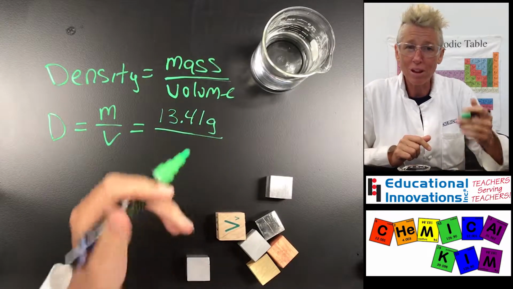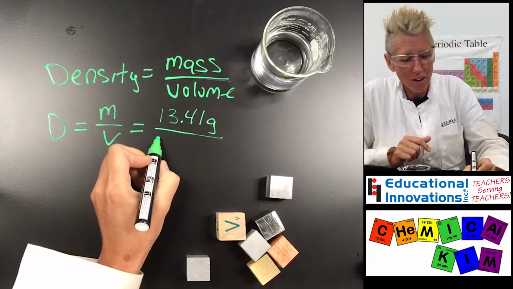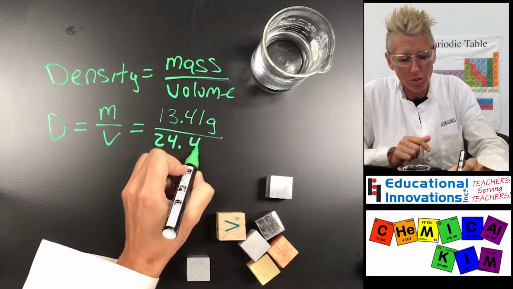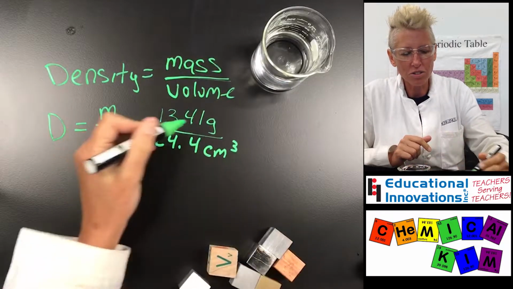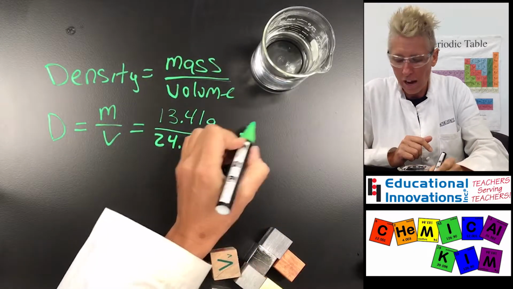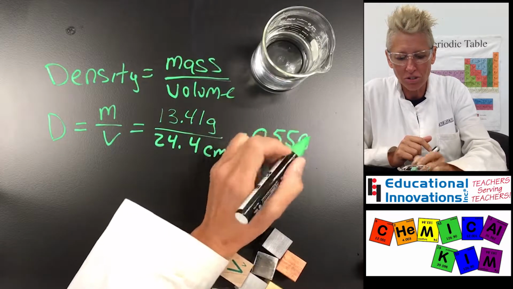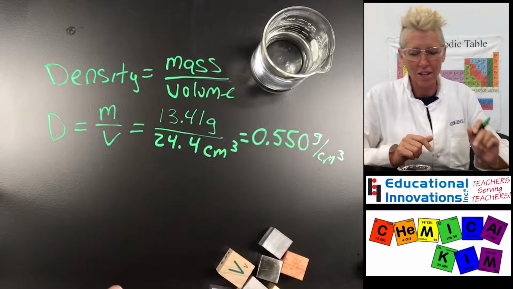I'm going to divide that by the volume, which I calculated from geometric measurement, and that was a derived value of 24.4 centimeters cubed. When I take 13.41 and divide that by 24.4, I'm going to record that as 0.550 grams per centimeter cubed.